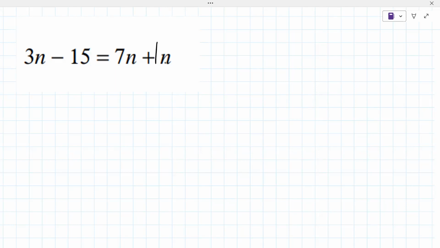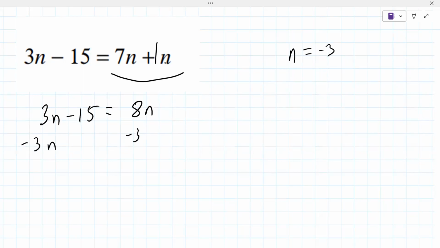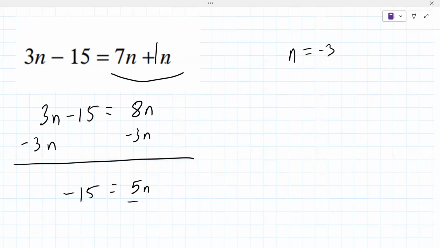I got n equals -3. Okay, so did you add these first over here? Yeah. Great. 3n minus 15 equals 8n. Subtract 3n from both sides. Minus 15 equals 5n. Divide by 5, and n equals -3. Really good. Really, really good.